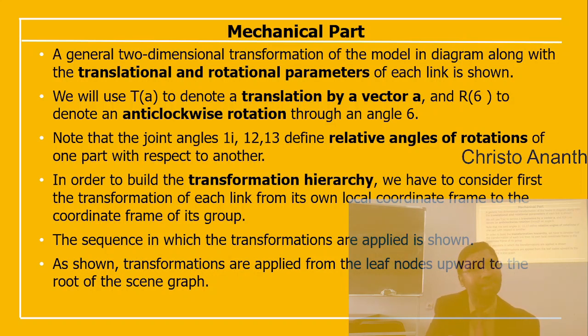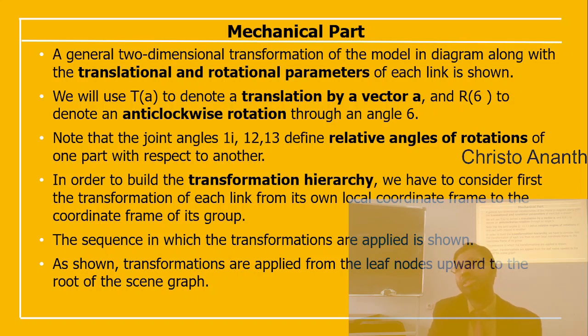So we'll use T of A to denote the translation by the vector A, and of course R of theta to denote the anti-clockwise rotation through the angle theta. So we'll see the joint angles like theta 1, theta 2, theta 3. Those will be the relative angles of rotation of one part with respect to another. So in order to follow this transformation hierarchy, we have to consider first the transformation of each link from its own local coordinate frame to the coordinate frame of the group. So the sequence in which the transformations are applied is actually shown.